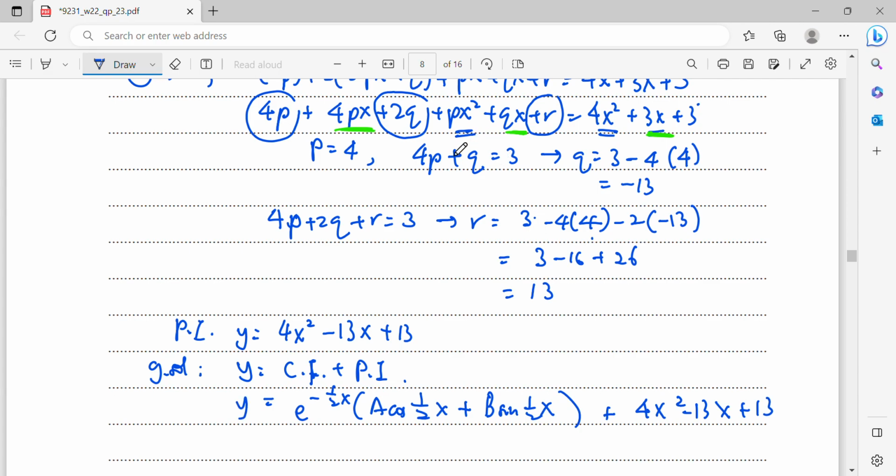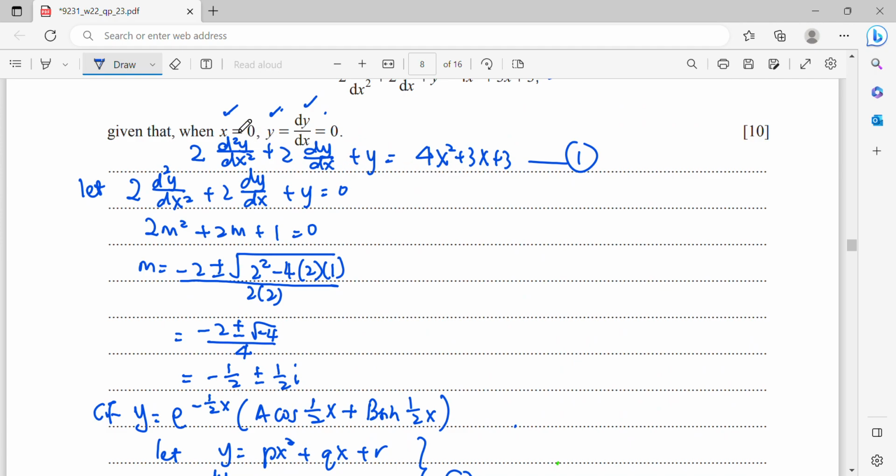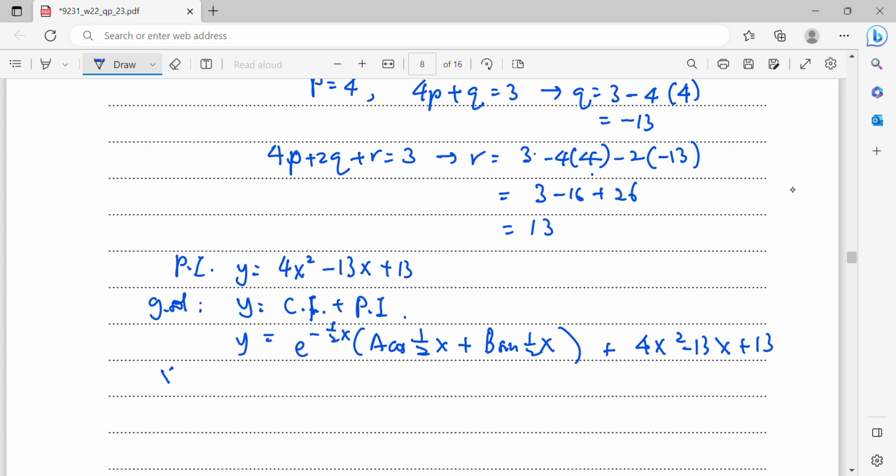And remember, just now you were given the conditions that x, y, and dy over dx are all 0. So now we need to substitute. When x equals 0, y equals 0, because this equation involves x and y. e to the 0 is 1, cos 0 is 1, because half x, half of 0, is 0. So you get A. B sine 0 is 0, so we can close the bracket. Then plus 13. Therefore, your A will be negative 13. So we found the A.